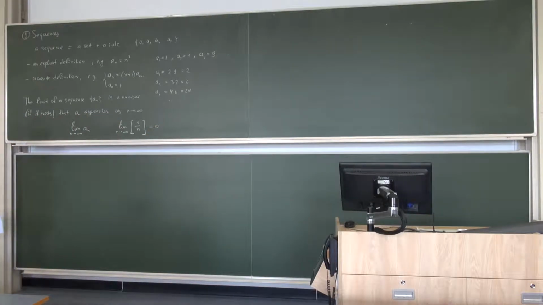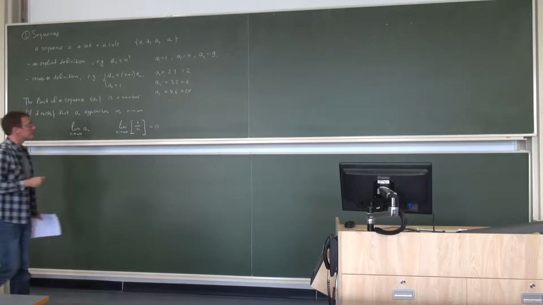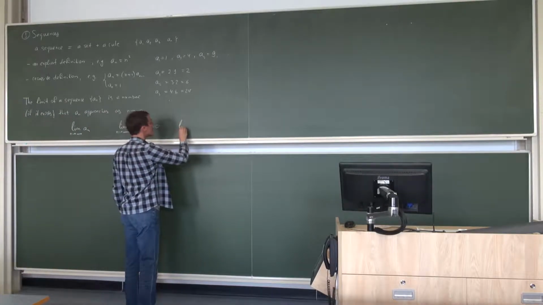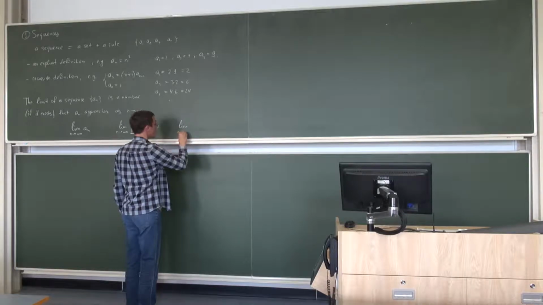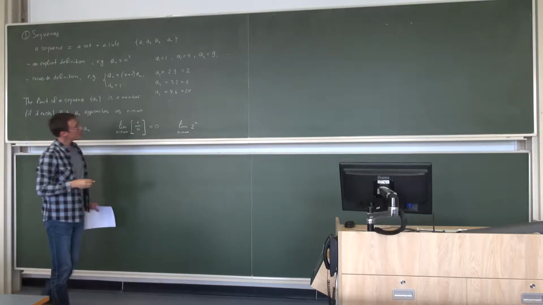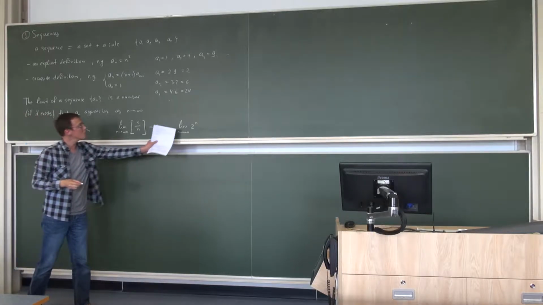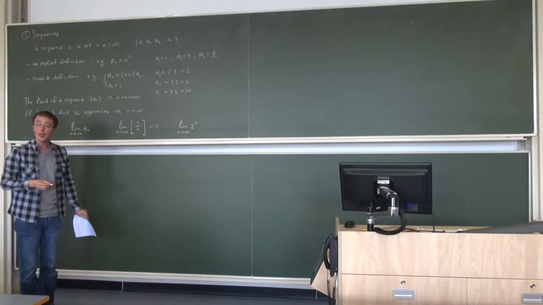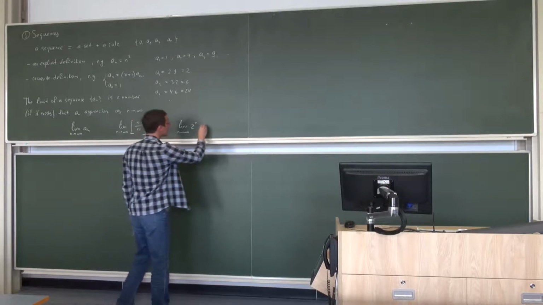n goes to infinity. If we look at a different function, so let's say the limit as n goes to infinity of 2 to the n. Well, if n is large, then of course 2 to the n is even larger, and so this will go to infinity.